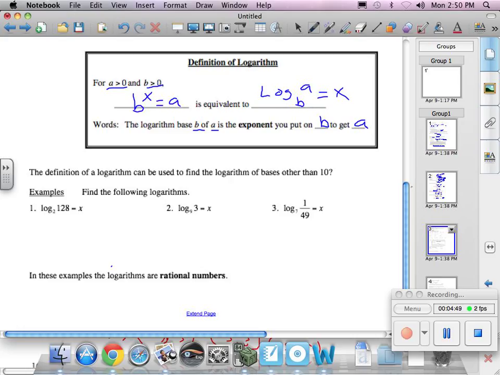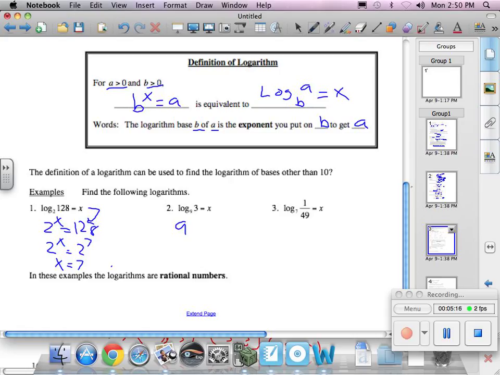And we've actually already been doing that. So if we rewrite this in power form by saying 2 to the x equals 128, and then we know that 128 equals 2 to the 7th power, then x must equal 7. We've already been doing some of these problems, right?